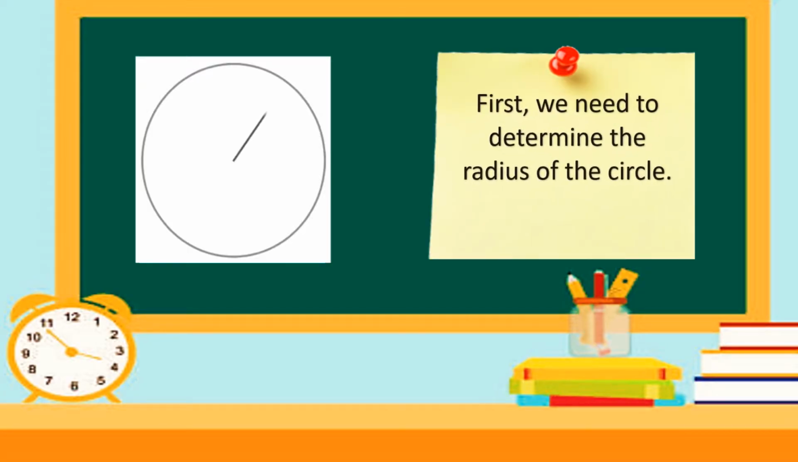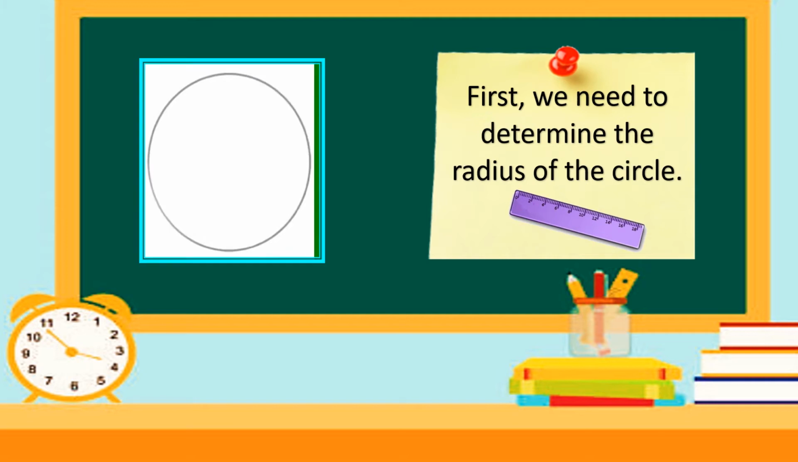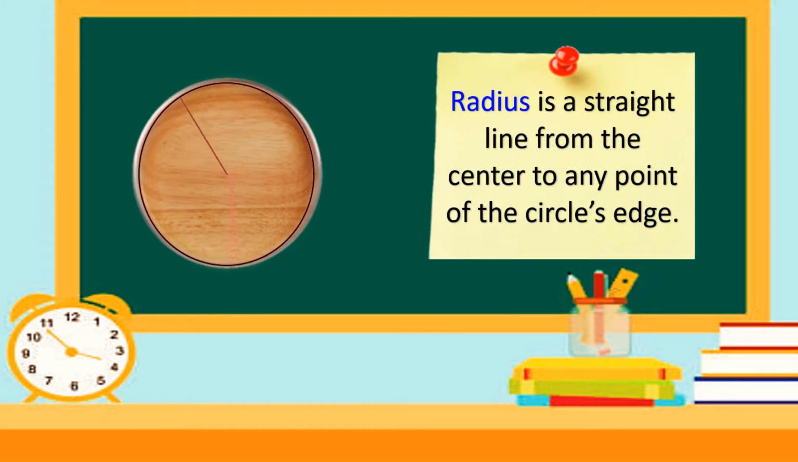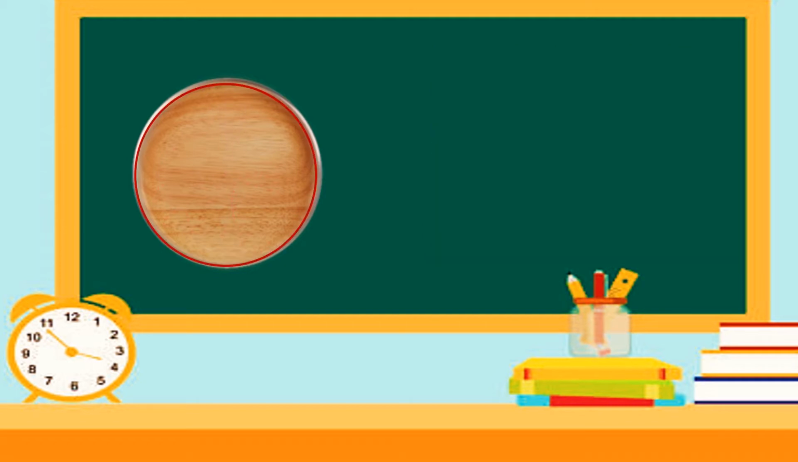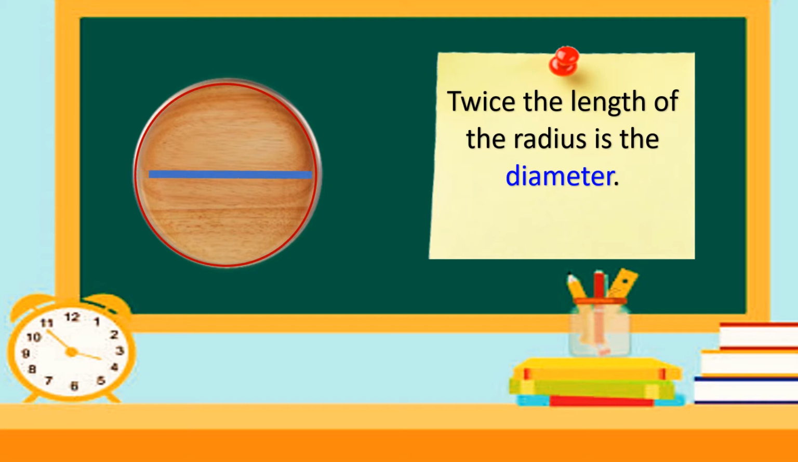First, we need to determine the radius of the circle. You may use a ruler in doing so. Radius is a straight line from the center to any point of the circle's edge. Twice the length of the radius is the diameter.